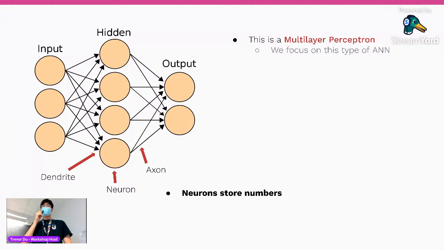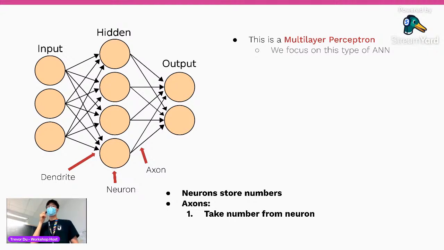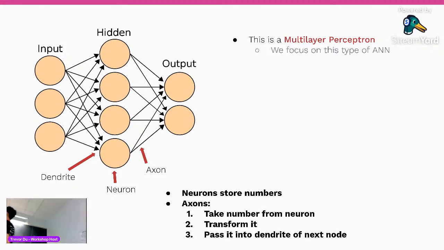In an artificial neural network, neurons store numbers. And what axons do is they take a number from the neuron that they're attached to, transform it somehow, and then pass it to the dendrite of the next node. So for example, that axon over there would take the number of this neuron, change it a bit, and then pass it to that output node. And yeah, neurons are also called nodes, and dendrites and axons are called connections. So sort of like graphs.